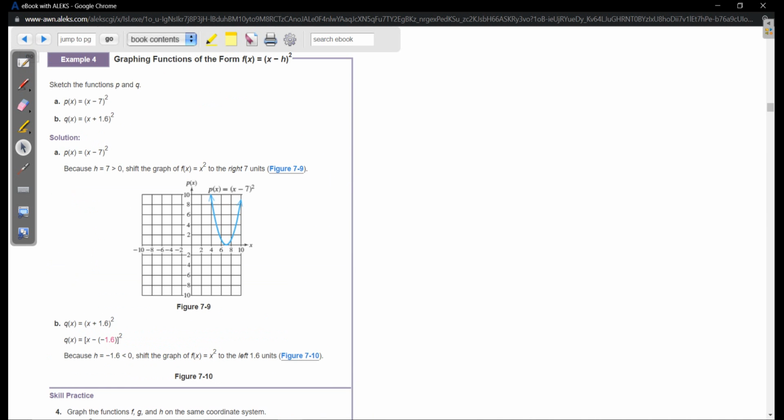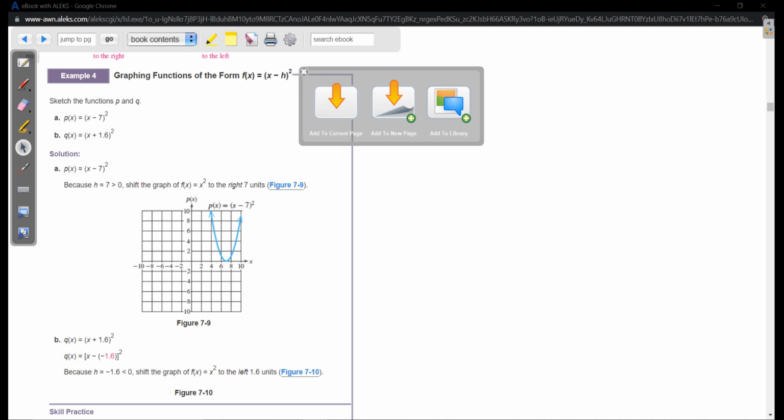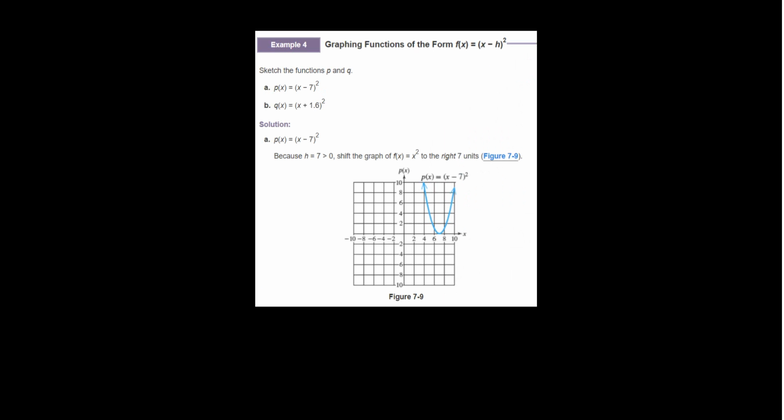Okay, so we don't have a figure F10, or 710. Just for the purpose of this, we're just going to focus on A. And again, it's nothing tremendously difficult. We have a -7, so since it's a negative sign, we shift the graph to the right. So we start here at the origin and shift to the right 7 units, and we have the blue line.